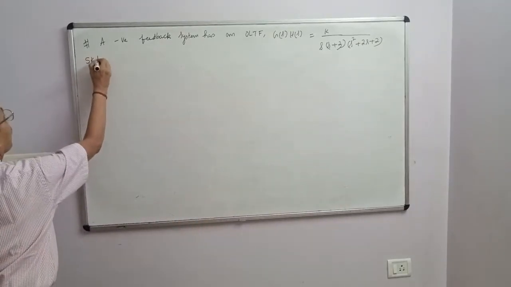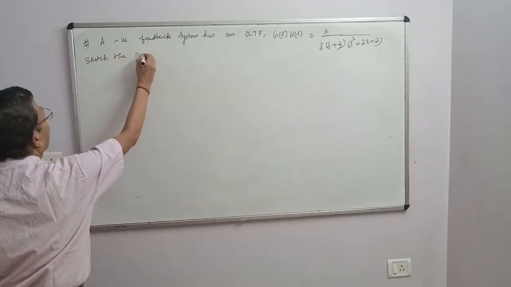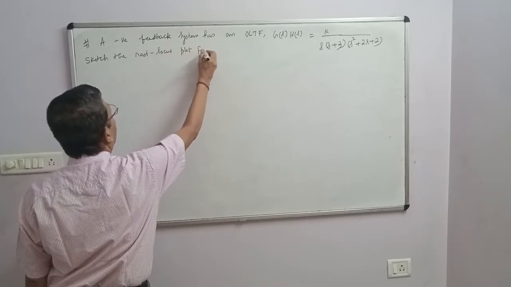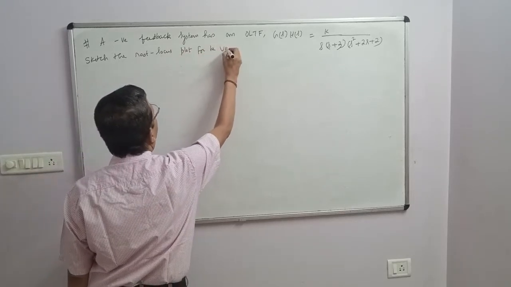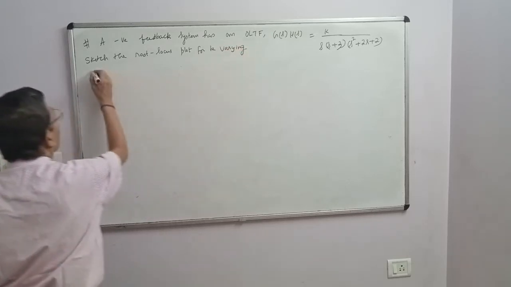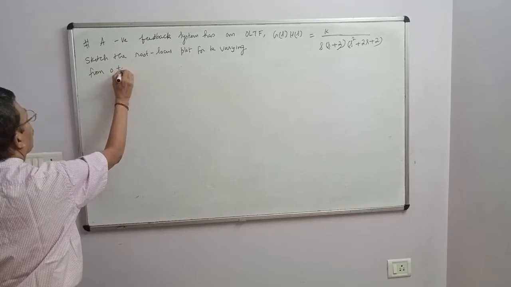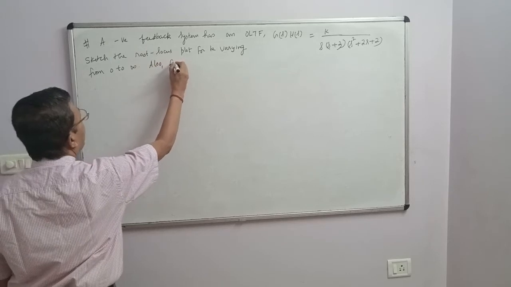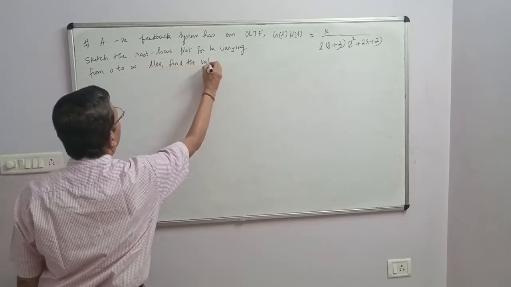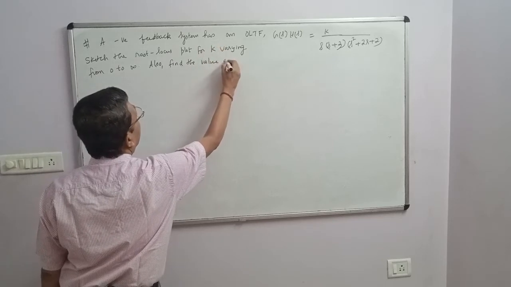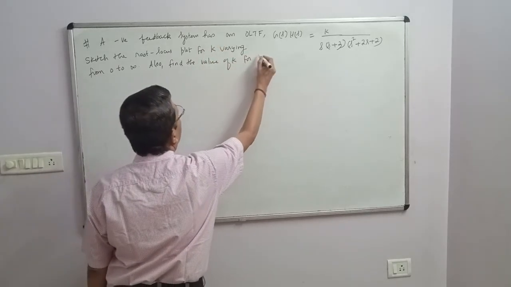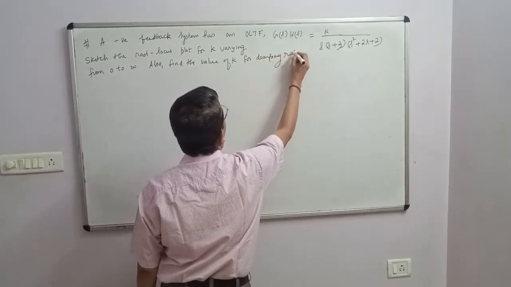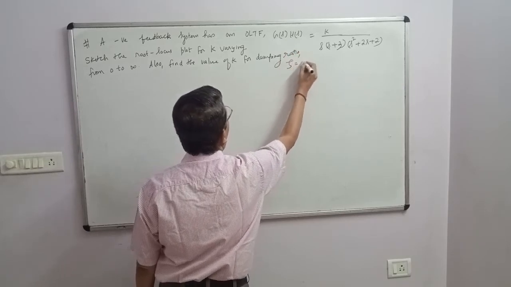Sketch the root locus plot for K varying from 0 to infinity. Also find the value of K for damping ratio zeta equal to 0.5.